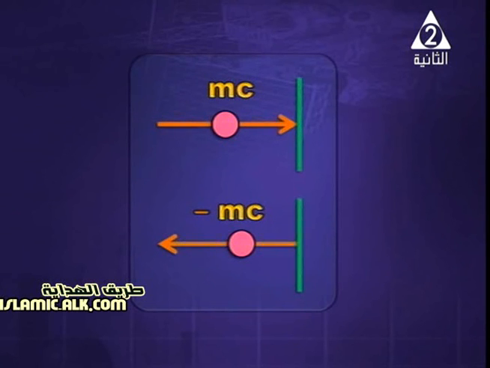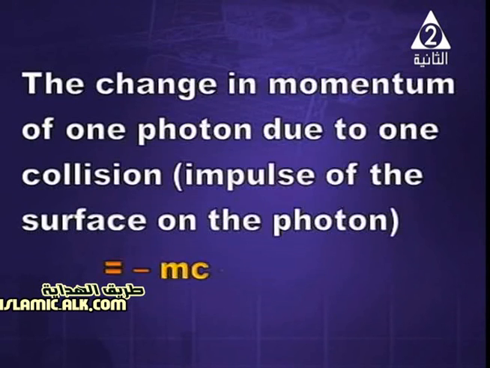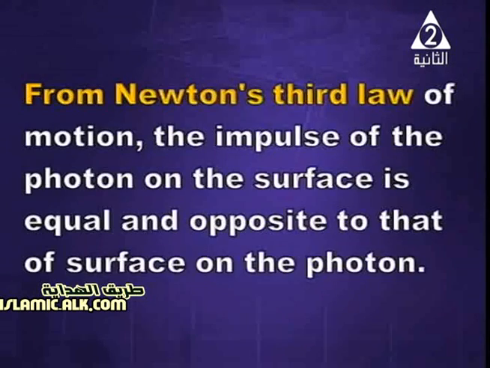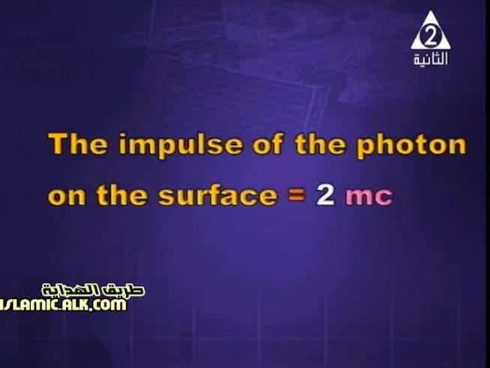So momentum before collision equals mc, momentum after collision equals minus mc. So the change in momentum of one photon due to one collision, we call it the impulse of the surface on the photon, is minus mc minus mc, which is negative 2 mc. This is the effect of the surface on the photon. If we want the effect of the photon on the surface, it will be equal and opposite, so it will be 2 mc. From Newton's third law of motion, the impulse of the photon on the surface is equal and opposite to that of the surface on the photon, so it is equal to 2 mc.